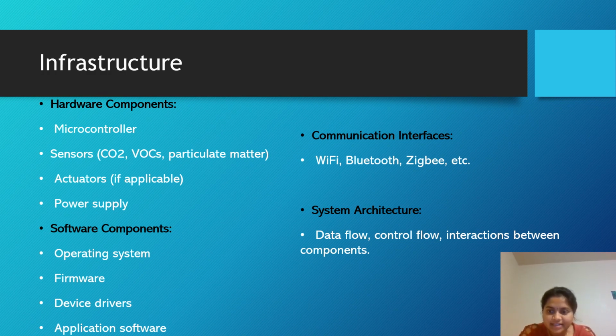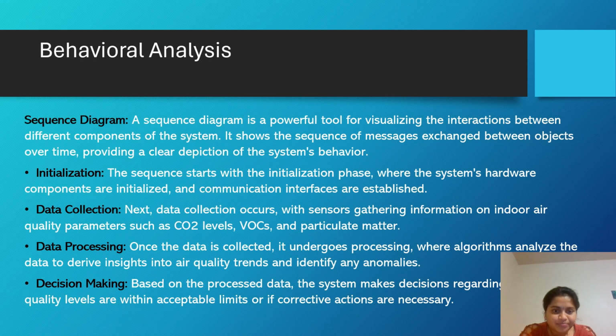Coming to the next slide, starting with initializing components and establishing communications, it then collects real-time air quality data through sensors, processes it to identify trends and anomalies, and makes decisions accordingly. If any issues arise, it generates alerts or presents the analyzed data through an intuitive interface for easy understanding and interaction.